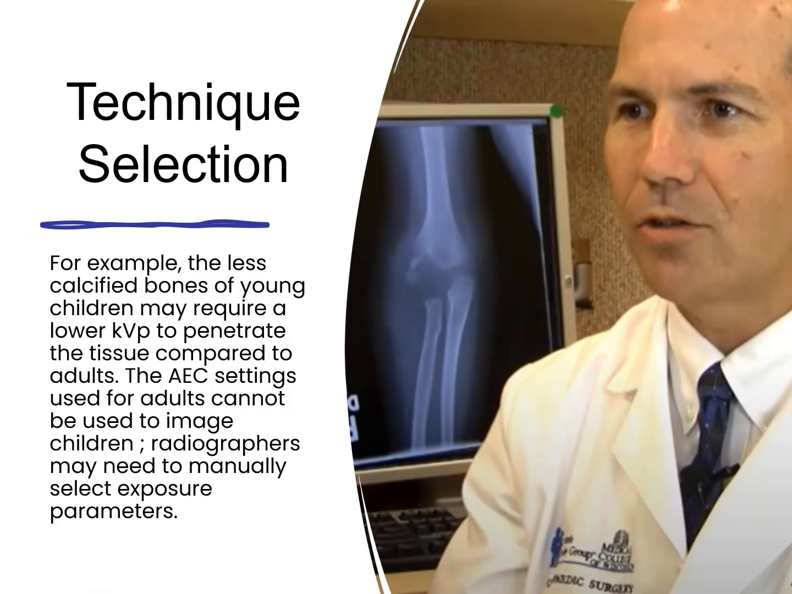For example, the less calcified bones of young children may require a different or lower kVp to penetrate the tissue compared to adults. And automatic exposure settings used for adults cannot be used to image children. Radiographers may need to manually select exposure parameters to get the proper exposure for pediatrics. The automatic exposure control should only be used on larger pediatrics, basically adolescents.